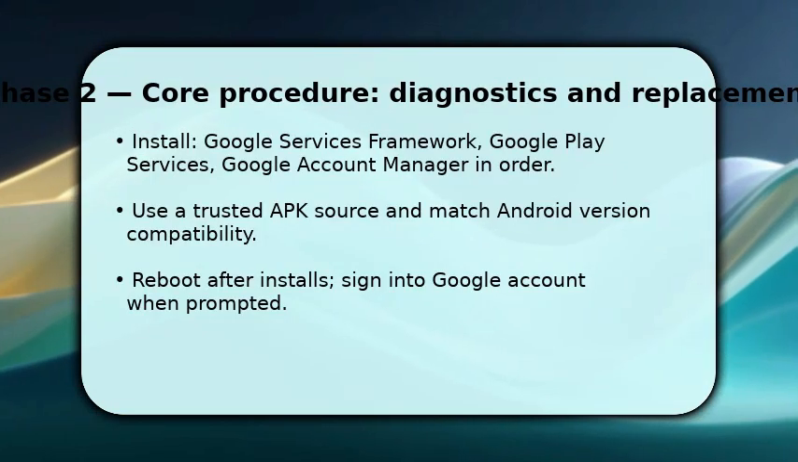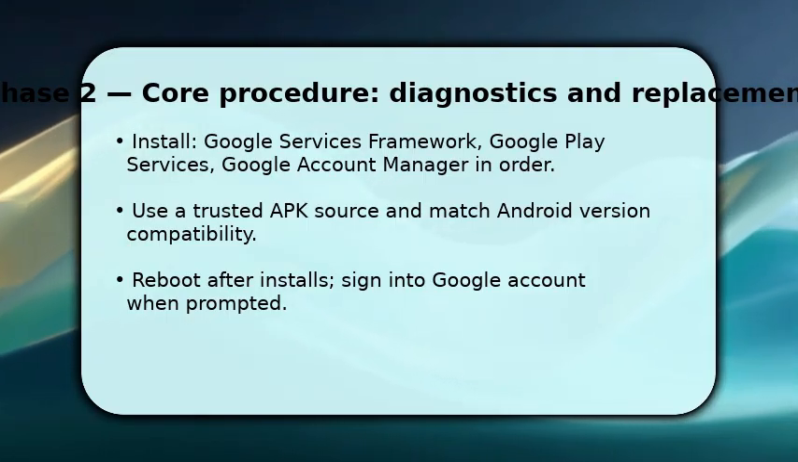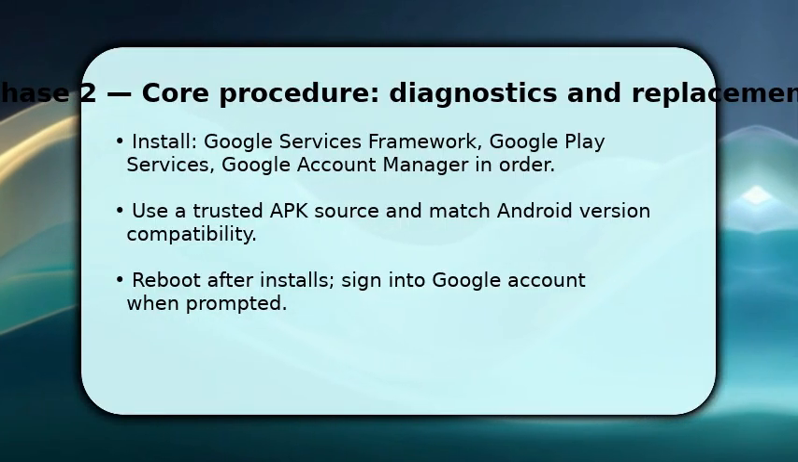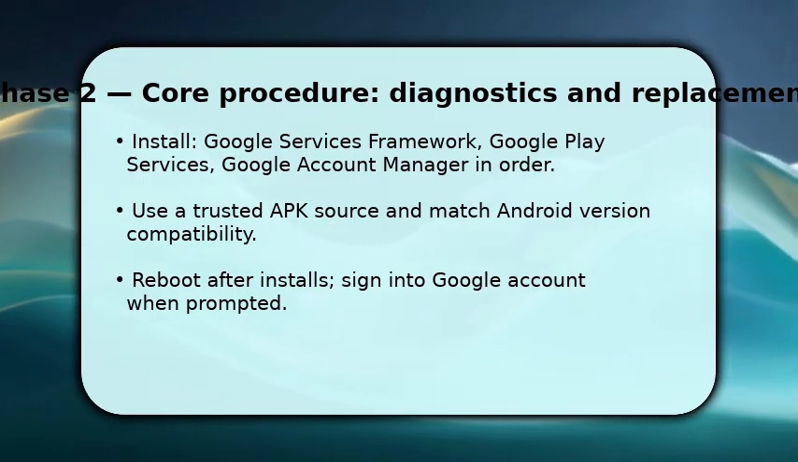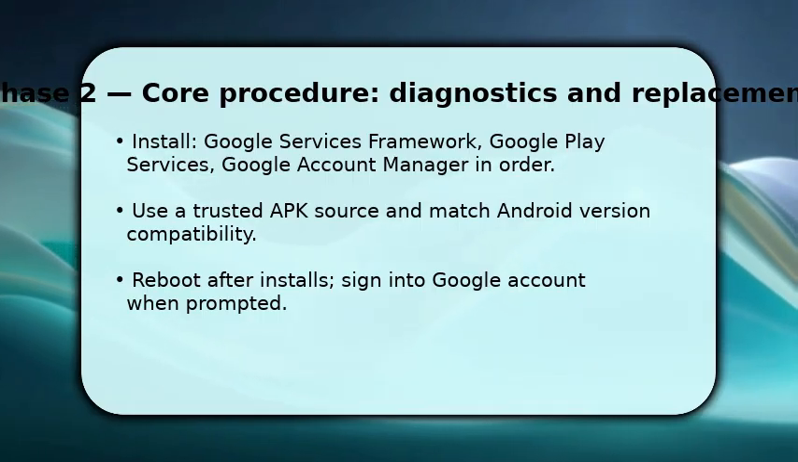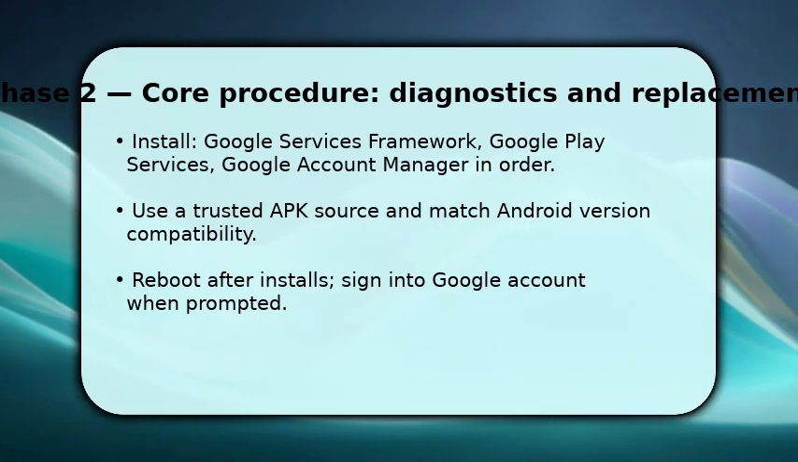You'll install core Google components in sequence because dependencies matter. First Google Account Manager, then Google Services Framework, and finally Google Play Services. Use APKs that match your Android build, otherwise services will crash. Allow each app to finish installation, then tap Open where required. Once installed, reboot the device to initialize background services.